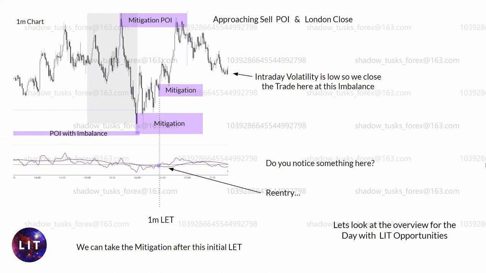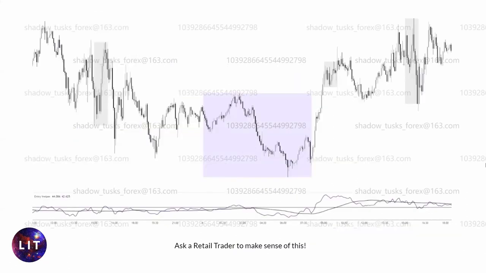So let's look at an overview of the day with the opportunities. I'm going to pull out the plain 1M chart over here. And you can see it actually kind of looks like a mess. This is why you should ask a retail trader to make sense of this. But looking at the overview, from what I can remember, we had our sells as pullbacks. I believe it was two sells over there. We took 2 buys over here. We took 2 buys over here upon a pullback as we were waiting for a reaction.